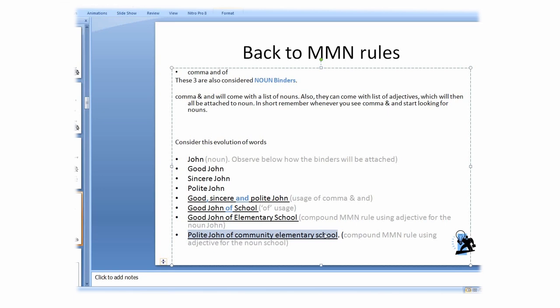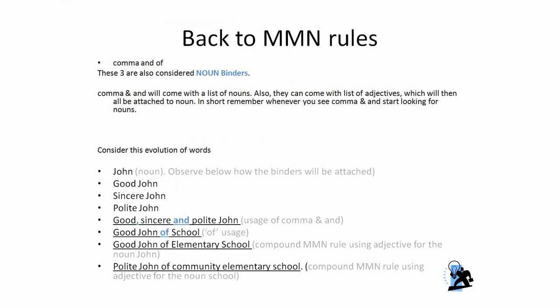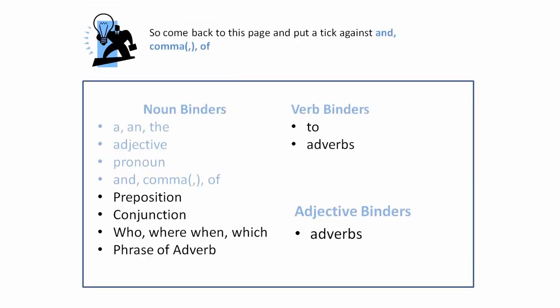Okay, so how do our rules look like? Let's go back to the rules page. Okay, so these are the MMN rules. So under noun binders, now I'm adding and, comma, comma as in comma here, and of. Write this in your rules page.